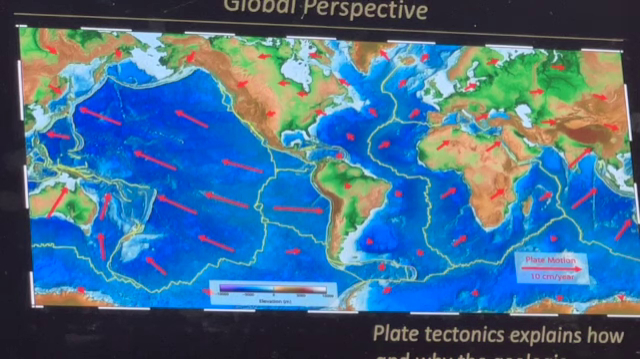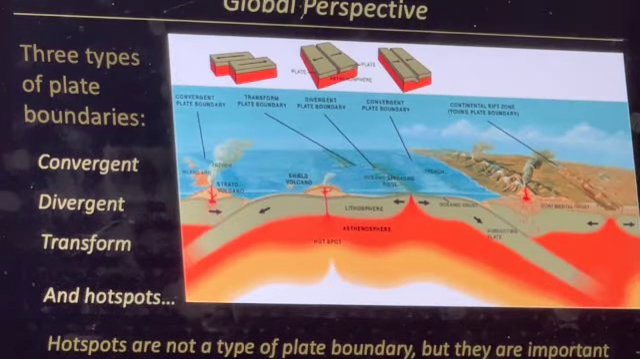So we're sitting here on the North American plate. It's not moving 10 centimeters per year. It's moving much slower, but we are moving, and these plates are interacting with each other as they move. All right, so that's the global perspective.